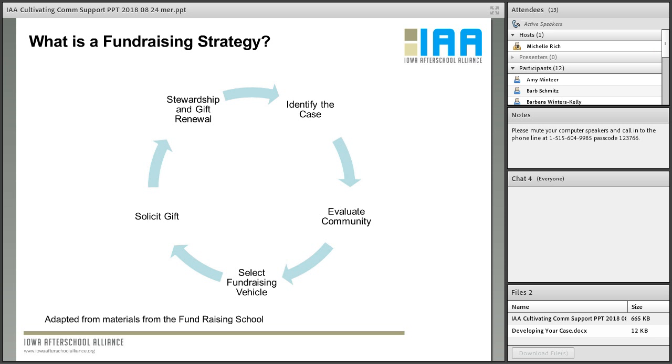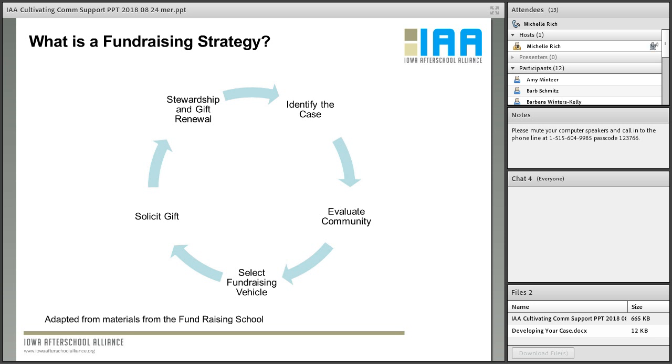The fundraising vehicle is the specific method that you'll use to make the ask, and Michelle will go into more detail about what that could look like. Solicit the gift is another way to say ask for the gift, and I will talk a little bit more about the important components of making that solicitation. And then finally, stewardship and gift renewal. So making sure that your community partners or donors are updated about the use of their efforts or financial donations or contributions, and making sure that you maintain that relationship.